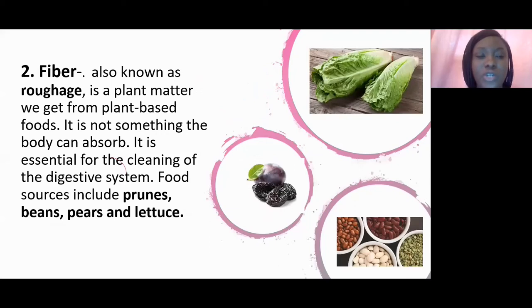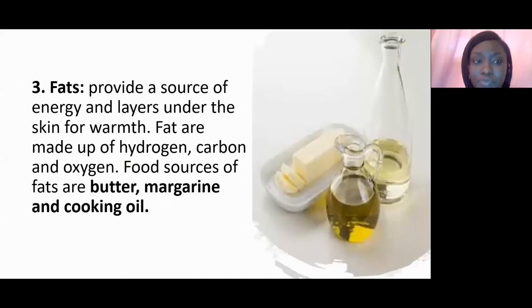Fiber, also known as roughage, is a plant-based matter that we get from plant-based food. Okay, remember last class we said that we don't absorb fiber, but it's still very important for the body because it is used to clean out the digestive tract, right? Foods rich in this are prawns, beans, pears, and lettuce. So carbohydrates, fiber. Moving on to fats.